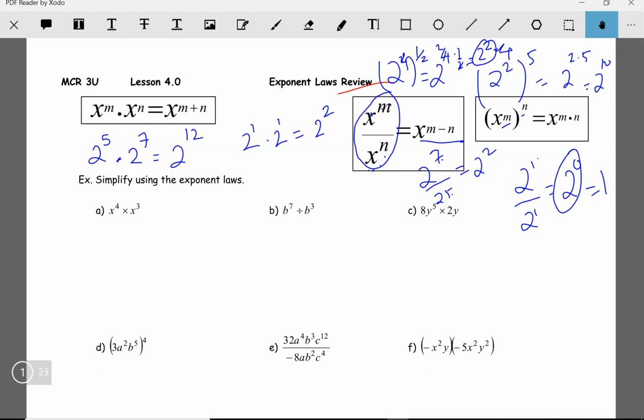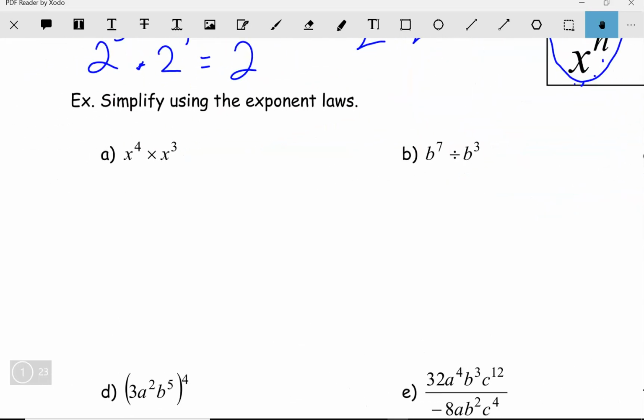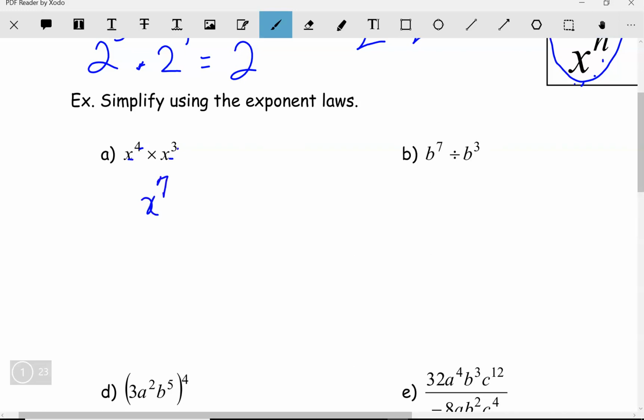And again, hopefully this is mostly review based for most of us. We're recollecting instead of learning this afresh. So again, same base, you're multiplying them, so we add the powers. Nice and easy. Same base, we are dividing them. So we subtract 7 minus 3.